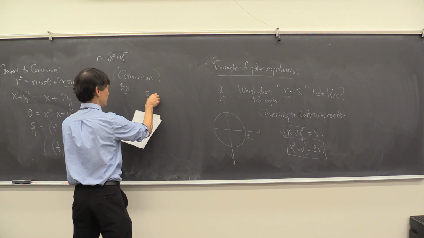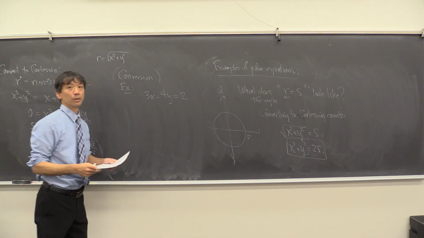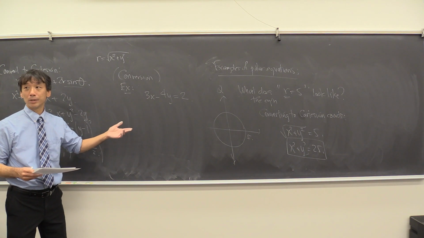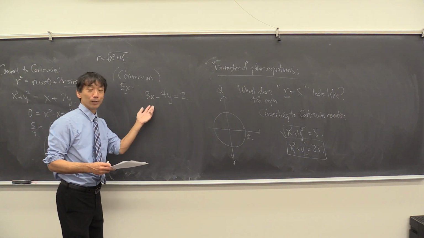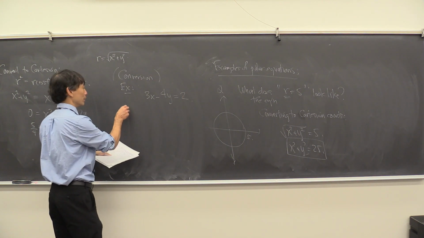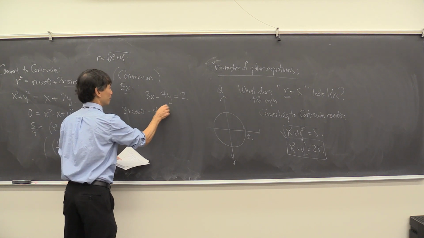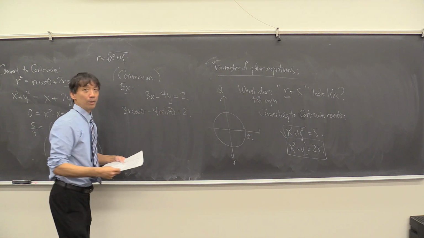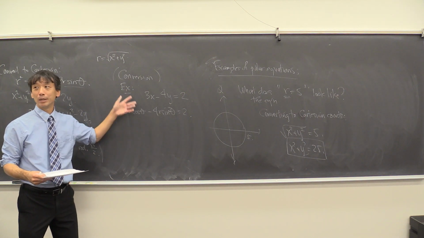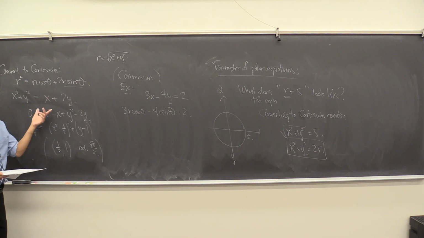So they'll give you something like this: 3x minus 4y equals 2. And they'll say, what does that look like in polar coordinates? And you'll just say, well, x is r cosine theta and y is r sine theta. And then you just write it in polar coordinates. 3r cosine theta minus 4r sine theta equals 2. Okay, so going from Cartesian to polar is the easy one. The more tricky one is going from the polar back to the Cartesian.